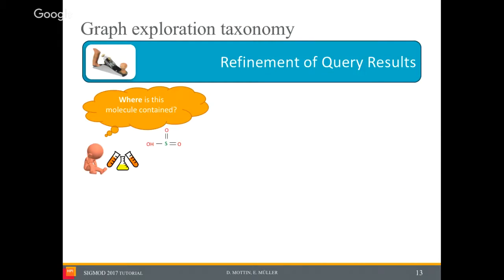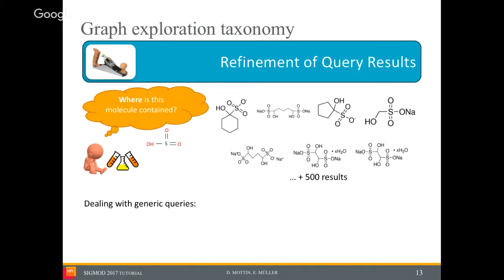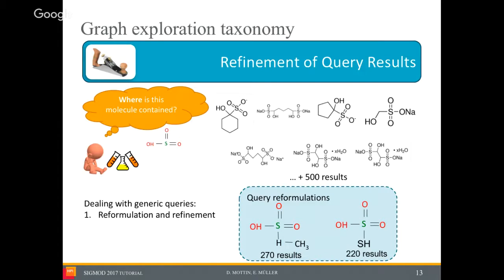First of all, it's a refinement of queries. We have already heard from the previous tutorial that the user might give you a single query, which is very generic and returns a lot of results in a graph database. In this case, it's a chemical compound that you are searching for. Dealing with generic queries is a huge deal, and having too many results can be solved by reformulation. So I add some extra constraint on the query, and I return a set of small reformulations.